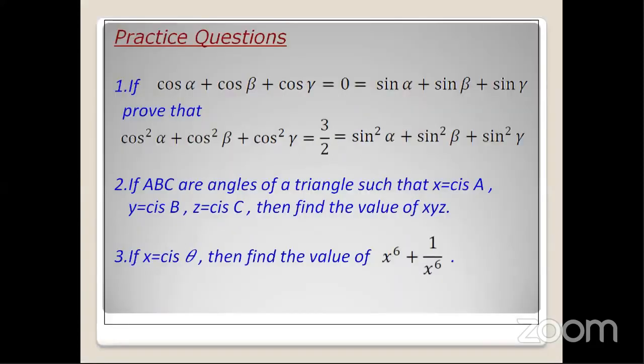Now here are some practice questions. You can take a screenshot of the practice questions. The first question is for 7 marks. The problem that I have taken for 7 marks in today's class is similar to the first question. Second and third are generally for 2 marks, and a direct application of the formulas we have seen in today's class. Hope you will do this and you will find them easy also.